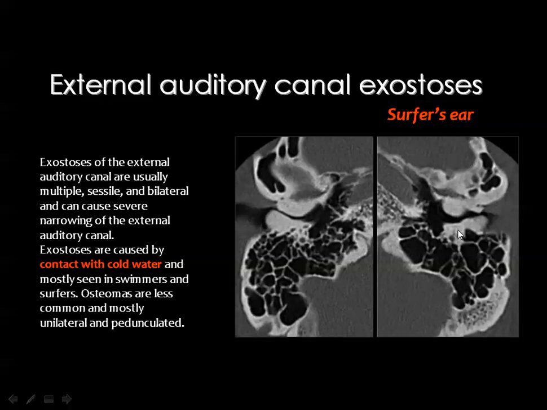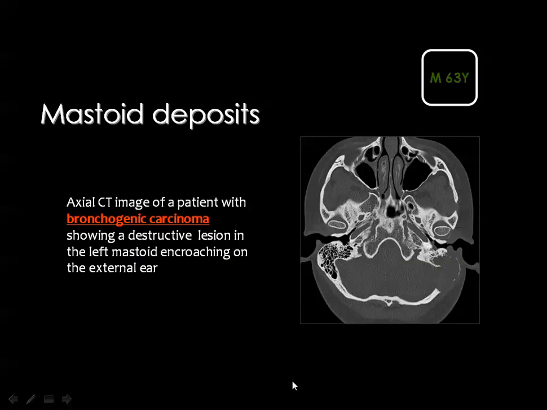Then this is just bilateral, almost symmetrical narrowing of the external canal due to osteomas or exostosis of the bony margins of the external canal, which is bilateral and almost symmetric. And this is usually caused by contact with cold water and seen mostly in swimmers and surfers. Then if you see this appearance, it's almost diagnostic and is usually seen on both sides and is almost symmetric.